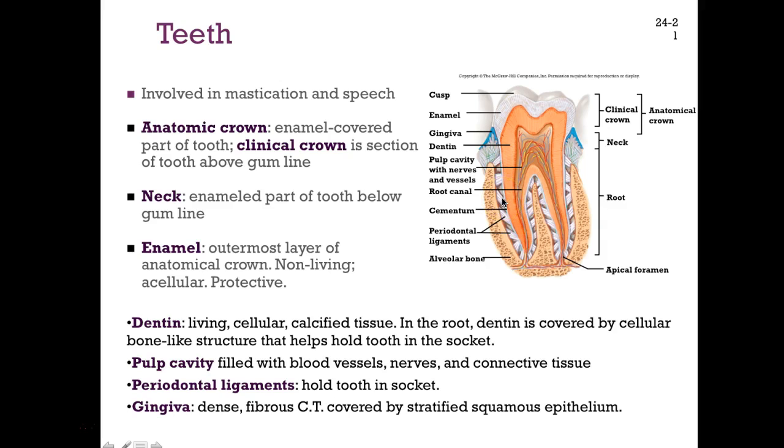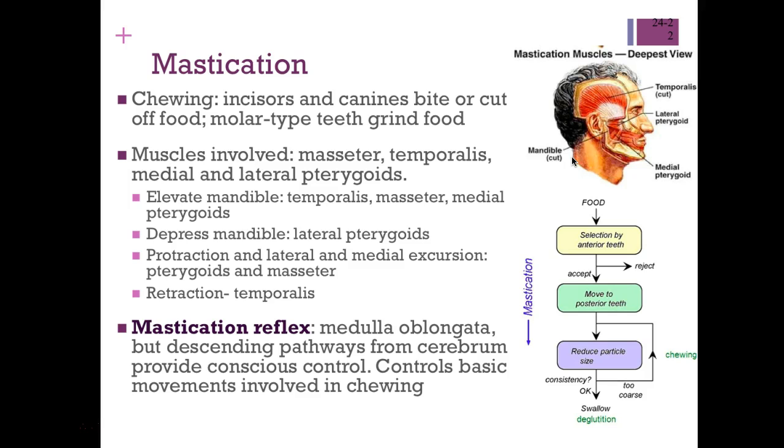Holding the tooth in place are also these periodontal ligaments. So you could see them attaching to the tooth into the alveolar processes or spaces here within the maxilla and mandible. And then lastly, we have this fancy word, gingiva, for our gums, and it's made up of dense fibrous connective tissue covered by stratified squamous epithelium. So with mastication, we mentioned how that refers to chewing. We've got our incisors and canines that will help us bite or cut off food, and molars are going to help us grind our food down.